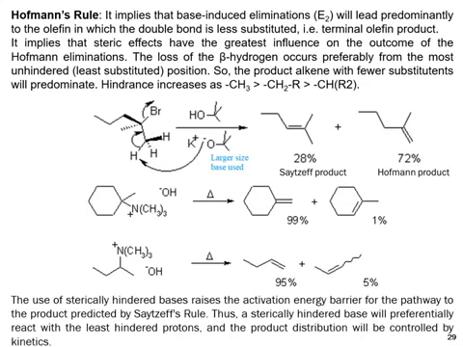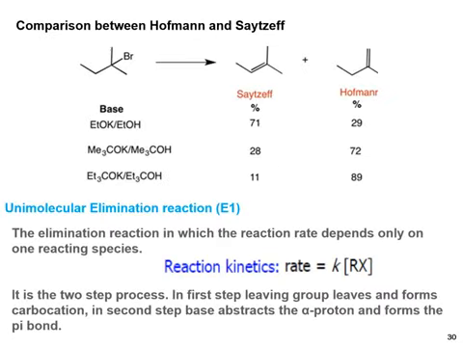And this is a further example of the E2 reaction. This is a comparison between the Hofmann and Saytzeff. It depends on the size of the base. As the base size increases, the Hofmann product will increase. As the base size decreases, the Saytzeff product will be the preferred product.